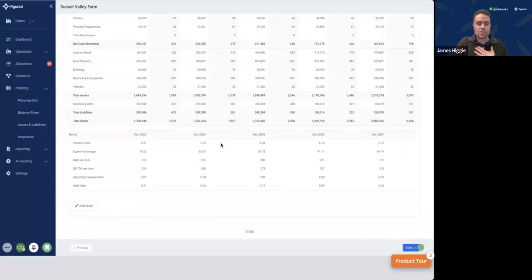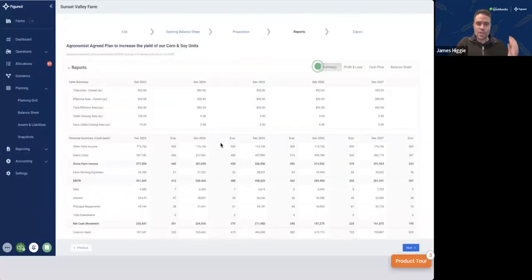So everything else being equal, James, this is where we're going to end up in the next 3 or 4 or 5 years. You're going to get 3-way reports. So you're going to get P&L, cash flow and balance sheet that's reflected based on those scenarios.